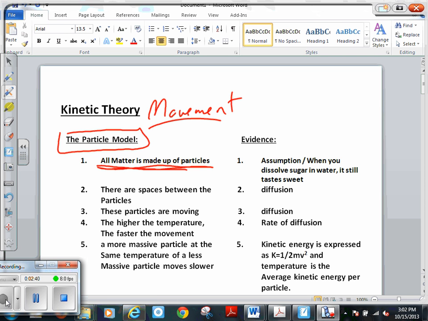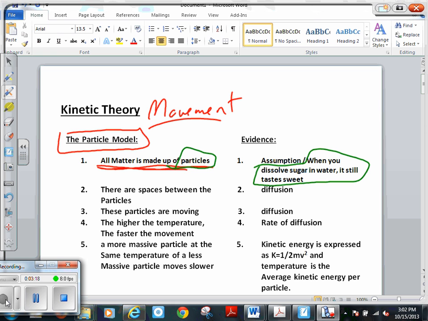Okay, so another way to look at this is as far as evidence that everything is made up of particles. When you dissolve sugar in water, do you still taste the sugar? Yeah, you still taste it. It still tastes sweet, right? So somebody said, hey, that's evidence right there that this sugar must be made out of small particles. Because when they put it in water, it dissolves, you don't see it, but it's still there. So it must be made out of small units of sugar, basically. Does that make sense? Okay, if there's any questions, let me know.